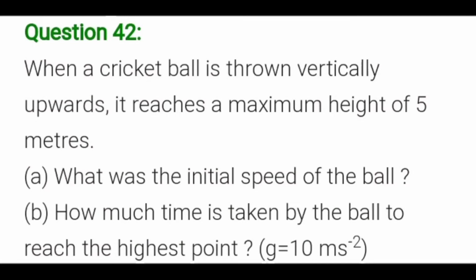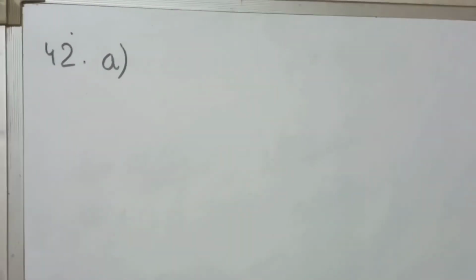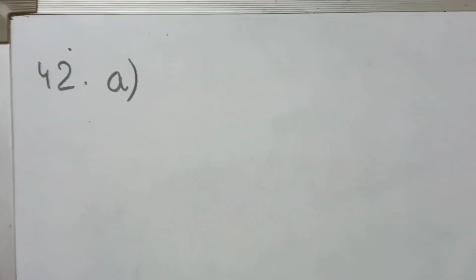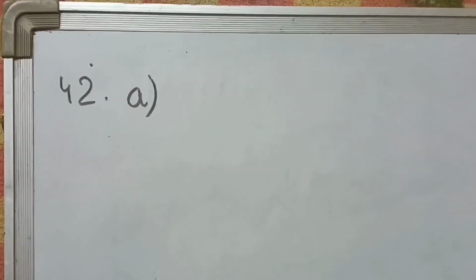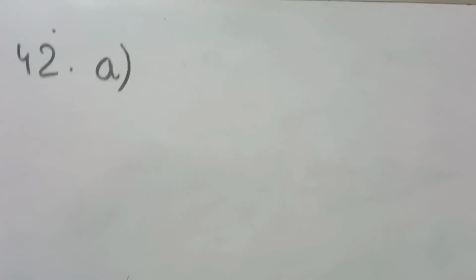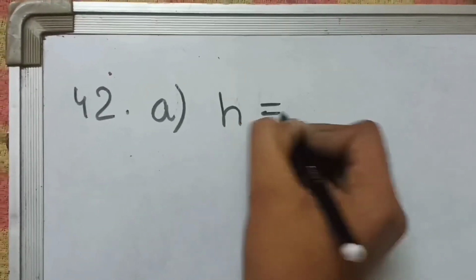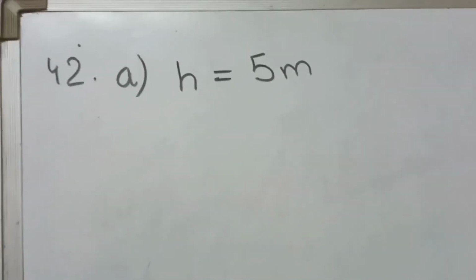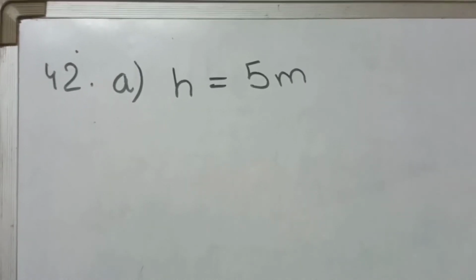When a cricket ball is thrown vertically upwards, it reaches a maximum height of 5 meters. What was the initial speed of the ball? How much time is taken by the ball to reach the highest point? G is equal to 10 meter per second square. So question number 42, there is a cricket ball. The stone is being replaced by the cricket ball here and it is thrown vertically upwards, and it reaches a maximum height of 5 meters. So we have to calculate what its initial velocity was, with what speed it was thrown.